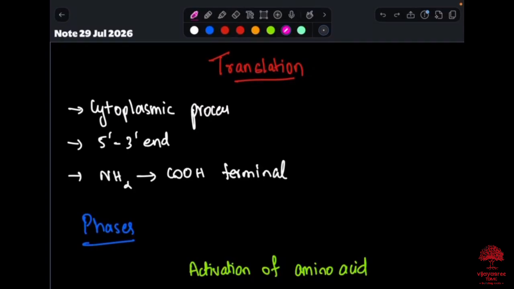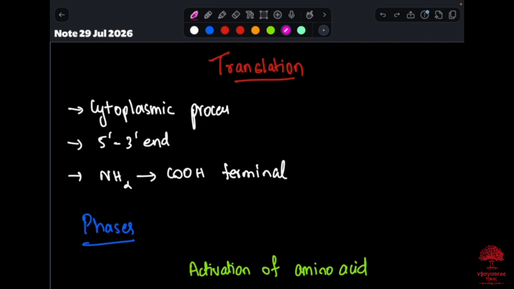So today we'll be discussing the process of translation. Unlike transcription and replication, which occur within the nucleus, translation is a process which occurs in the cytoplasm. So it's a cytoplasmic process, and here the mRNA is translated from the 5' to the 3' end. And the polypeptide is formed from the amino terminal to the carboxy terminal.